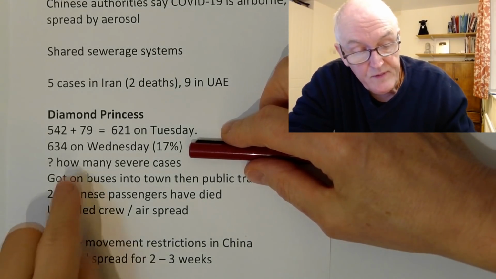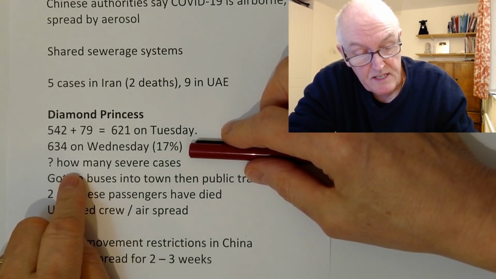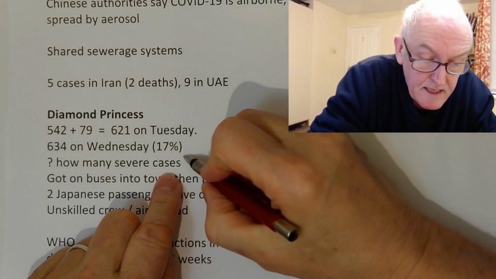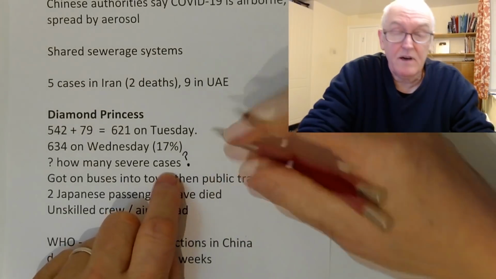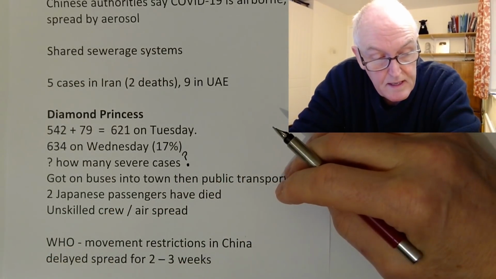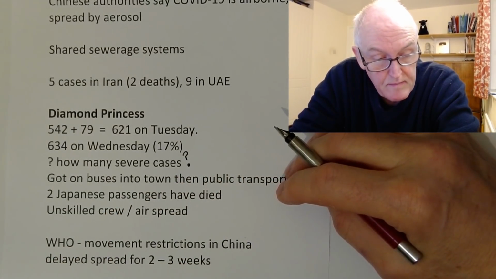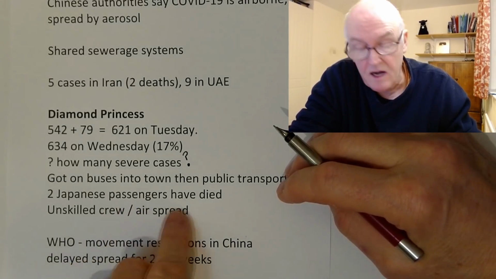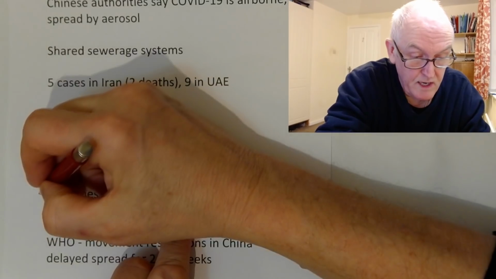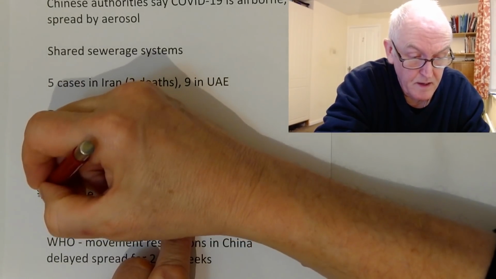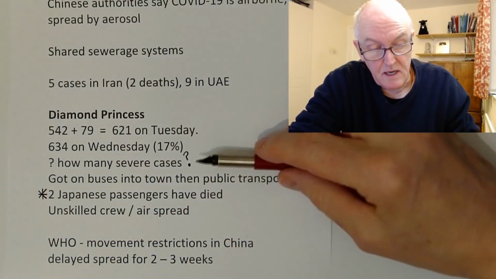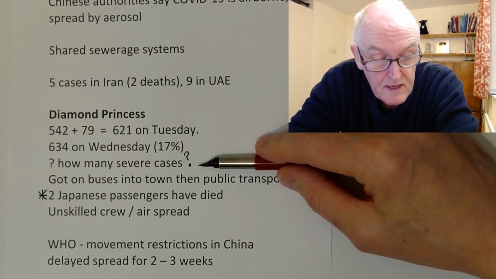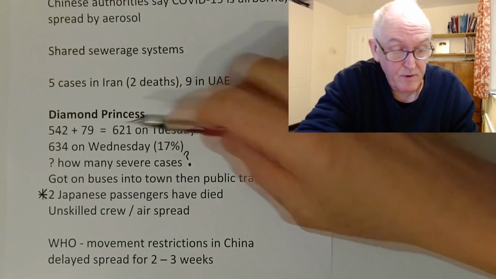Now, the information I don't have on the Diamond Princess is how many severe cases. I'd really like to know that. And it's not been published as far as I can see. No, the number of severe cases. I think we know that 2 Japanese passengers have died who were on it. So they were clearly, obviously, severe. But how many others are needing oxygen support? That would interest me.